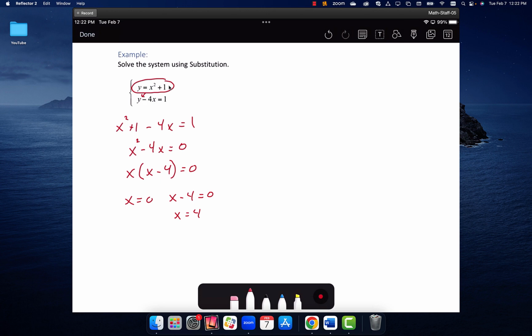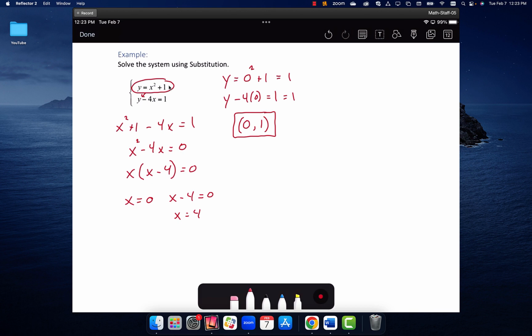So it looks like we have two points of intersection for now. Let's plug in our x's to see what y is. Let's plug in 0 and see what we get. 0 squared plus 1 is 1. Let's check in the other one as well. y minus 4 times 0 equals 1. And that means y has to be 1 here as well. So it looks like when we plug in 0, both equations give us a 1. So since they agree, we know that (0, 1) is a point where those two intersect.